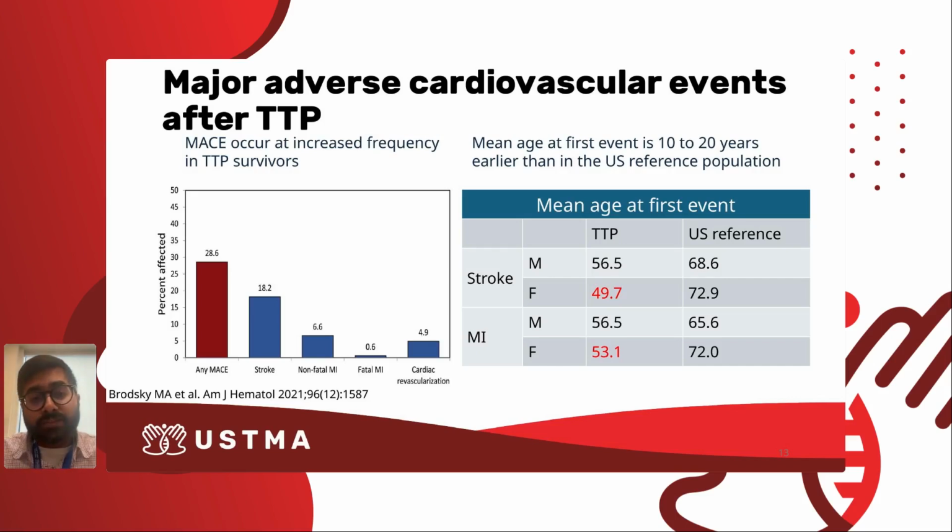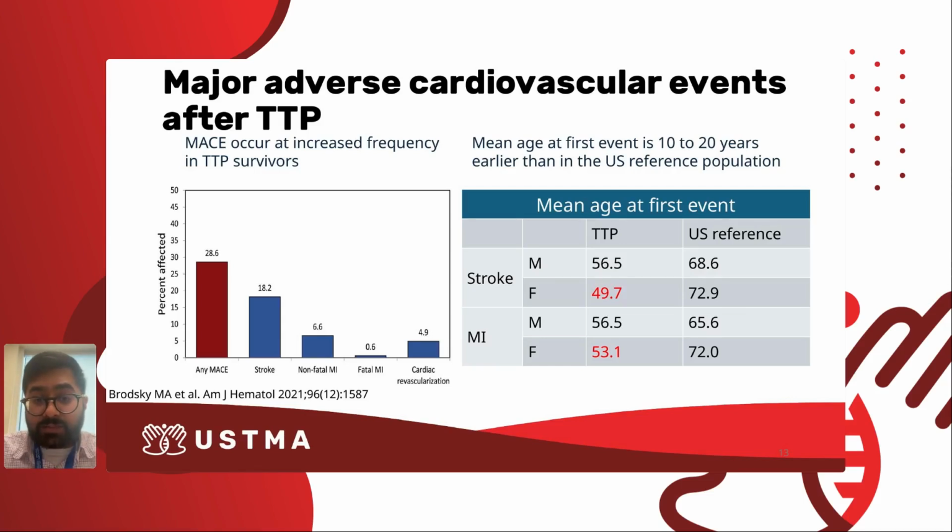We also looked at major adverse cardiovascular events after a diagnosis of TTP. So we defined major adverse cardiovascular events to be heart attack, stroke, or any need for cardiac revascularization. And we noted that these events occur at an increased frequency in TTP survivors compared to the reference population. The most predominant is going to be stroke, as seen in the figure on the left, followed by non-fatal MI, revascularization, and then fatal MI, which occurred in only one patient, fortunately.